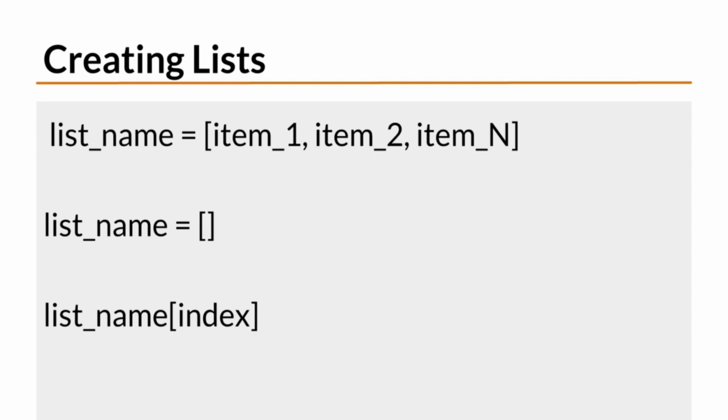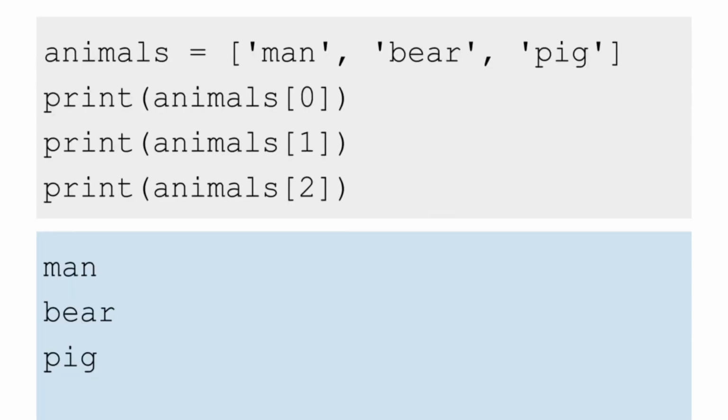To access an item in a list using an index, enclose the index in square brackets immediately following the list name. In the example on your screen, we create a list with 3 items in it, the first item being man, the second item being bear, and the third item being pig. We assign that list to the variable animals, and then we can access each item in that list using an index. So first we print animals at index 0, which returns man, then animals at index 1, which returns bear, and finally animals at index 2, which returns pig.